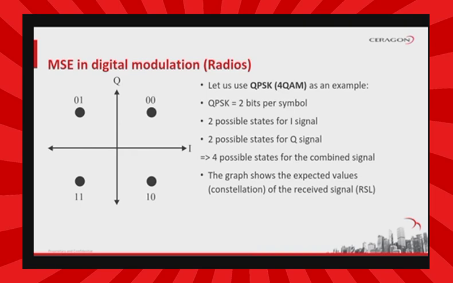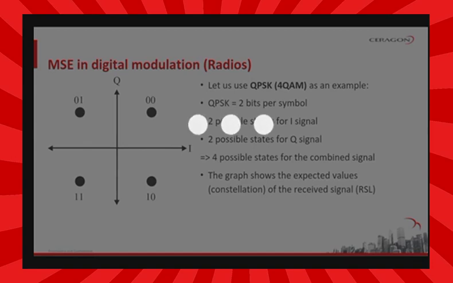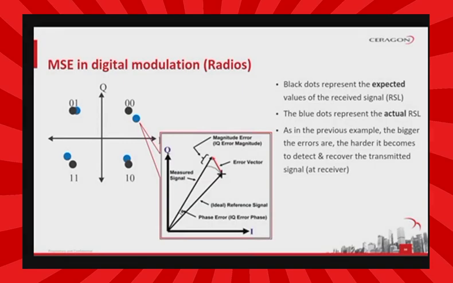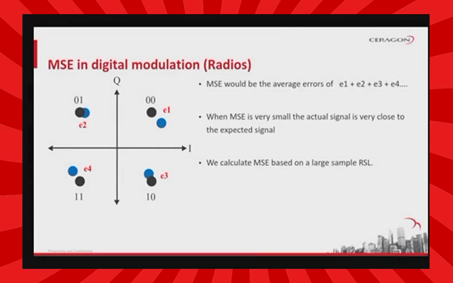The graph shows the expected values in a constellation map of the received signal level. The black dots represent the expected values of the received signal, RSL, while the blue dots represent the actual RSL. As in the previous example, the bigger the errors are, the harder it becomes to detect and recover the transmitted signal at the receiver. MSE would be the average of the errors E1 plus E2 plus E3 plus E4 etc. When MSE is very small, the actual signal is very close to the expected signal. We calculate MSE based on a large sample of RSL.